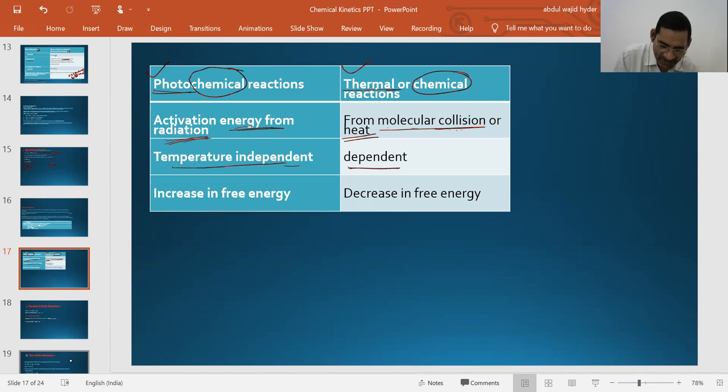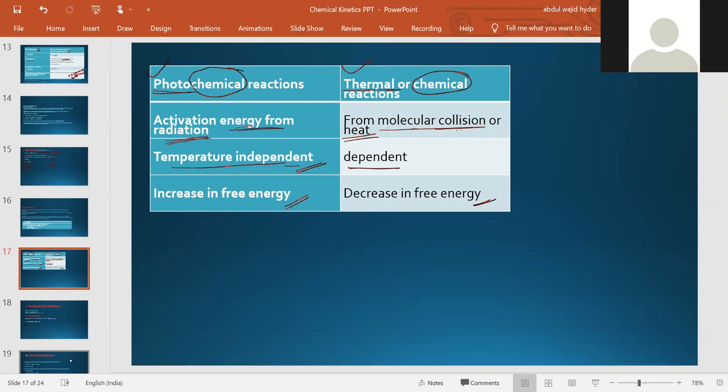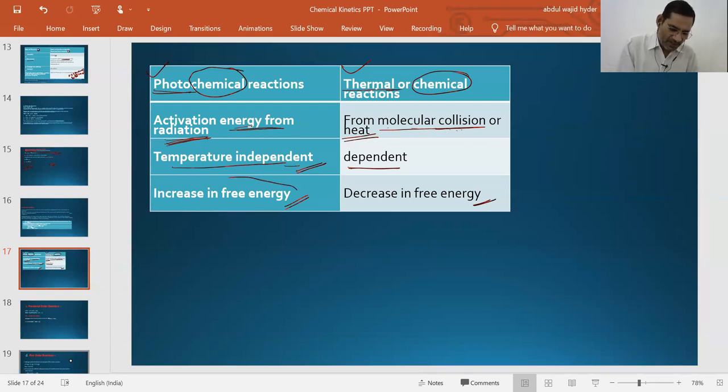It means if there is a change in temperature, then the rate of the reaction will change. And here, if there is a change in temperature, there will not be any change in the rate of the reaction. In photochemical reactions there will be an increase in free energy, and here there will be a decrease in free energy. Since radiations fall on the reactant molecules, there will be an increase in free energy. What is the meaning of free energy? Free energy means available energy to do some useful work.